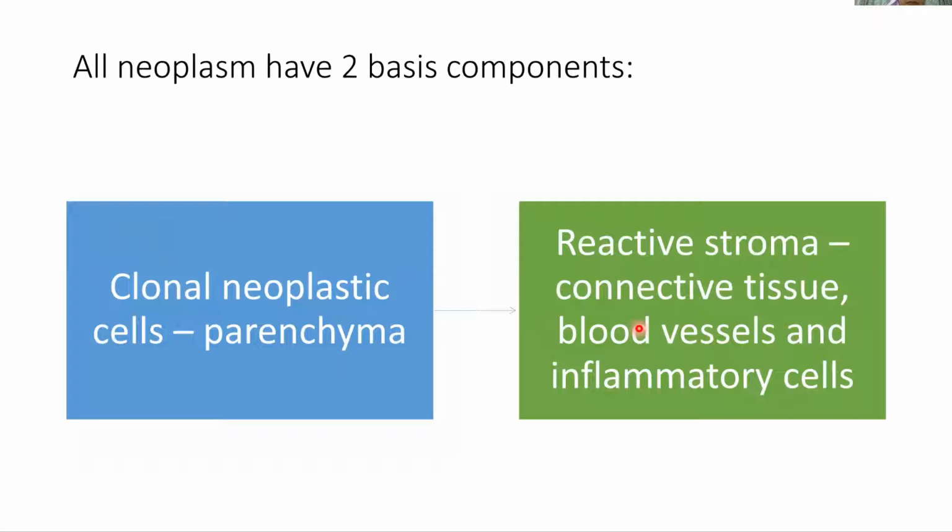Both benign and malignant tumors are composed of two basic components. The first is the parenchyma, which is made up of neoplastic cells, and the other component is the reactive stroma, which is composed of connective tissue, blood vessels, and inflammatory cells.